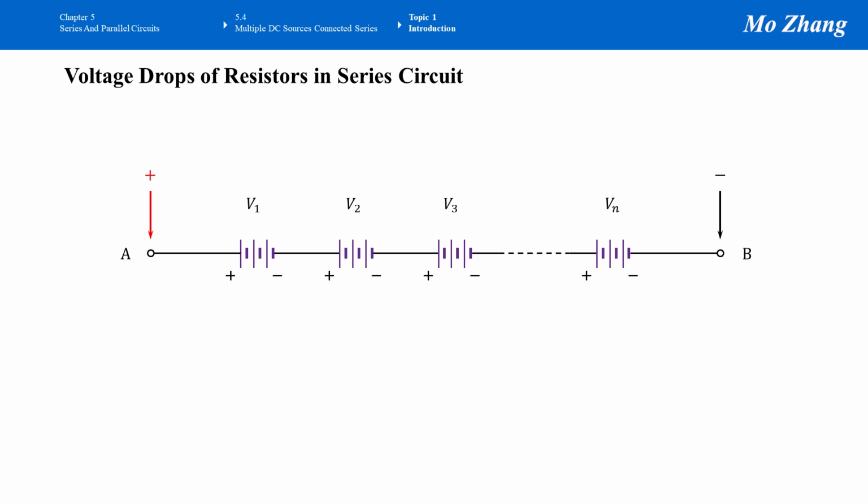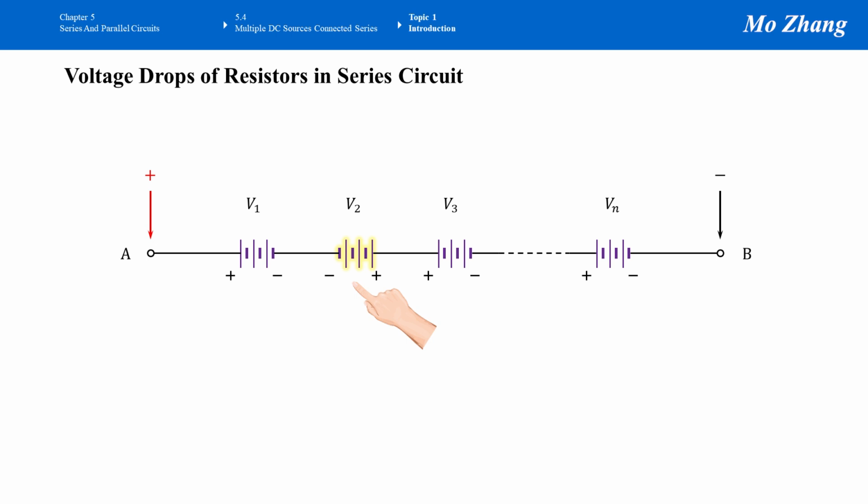Now let's look at another scenario. Just randomly pick one voltage source, such as V2. I just arbitrarily select a source, and then pick that one and flip it. So far, only V2 faces the opposite direction compared to the other sources. The question is, what is the total voltage of the system now?